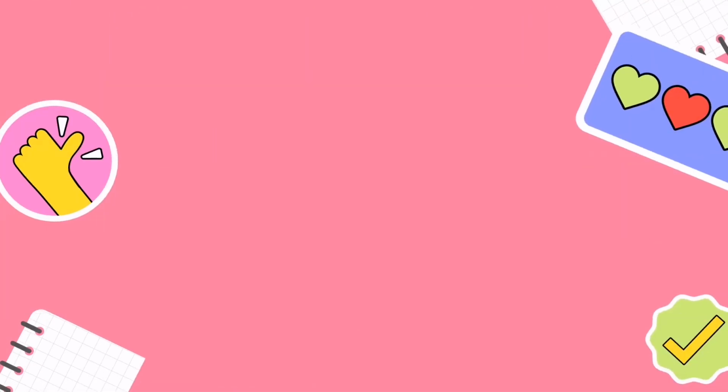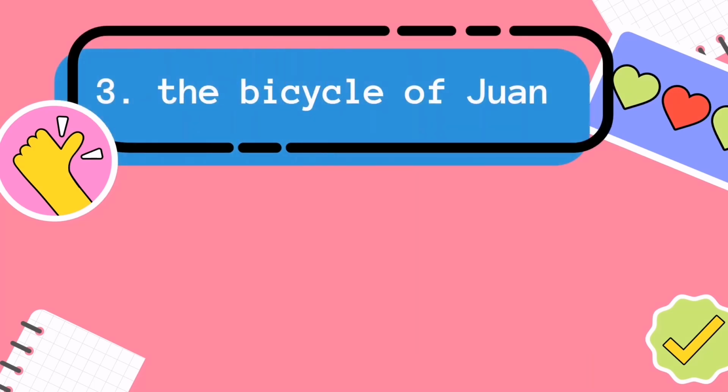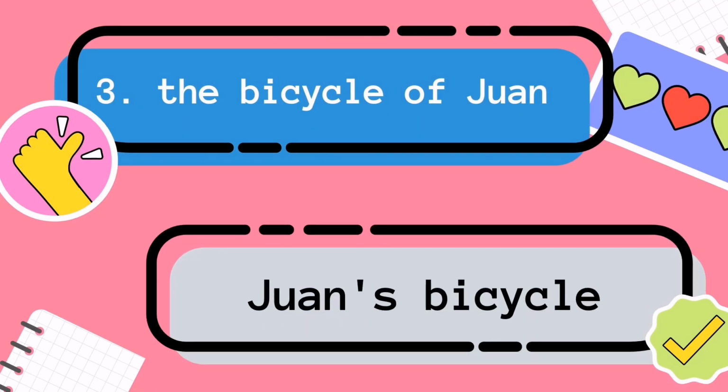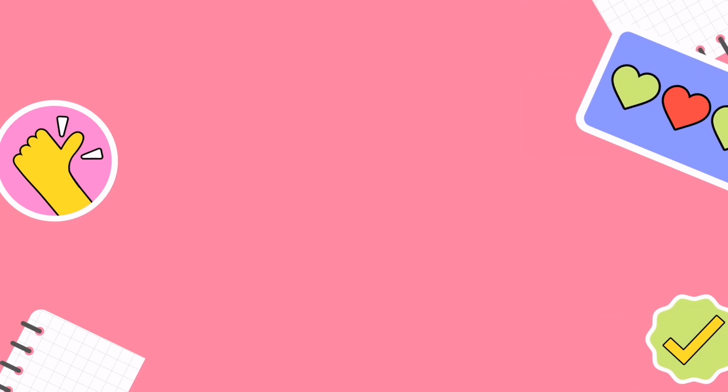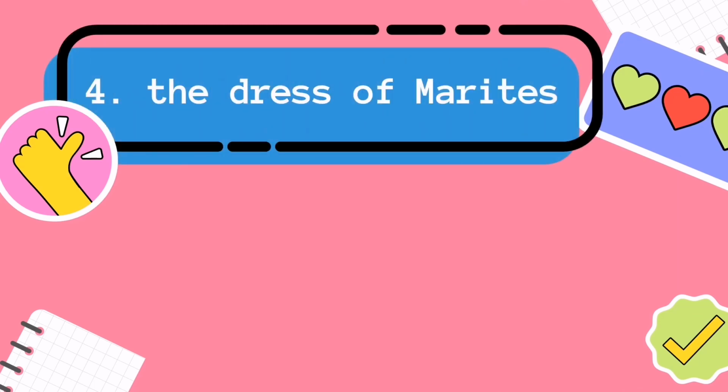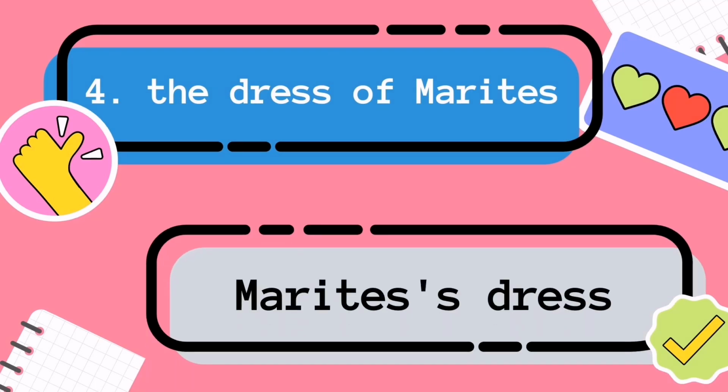Very good. Number 3, the bicycle of Juan. So, how are you going to write it in possessive form? Okay, very good. Juan's bicycle. So, Juan, apostrophe s. Number 4, the dress of Marites. So, how are you going to write it in possessive form? Okay, very good. Marites' dress. So, Marites, then add apostrophe s.